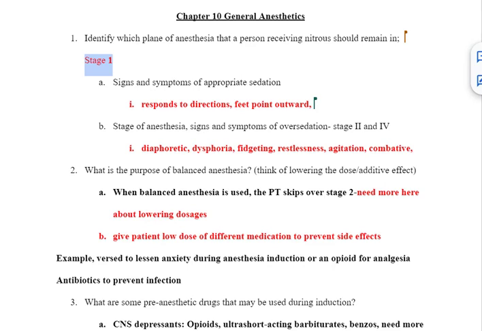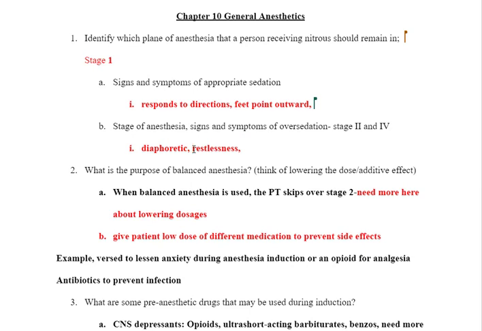So oversedation, like a lot of these things, is the same thing. Dysphoria, fidgeting, restlessness, agitation, combative are all the same things. I would say they get diaphoretic, which means sweaty, and they get restless. They're moving around more. You don't have to memorize all of these words because it's all kind of saying the same thing.